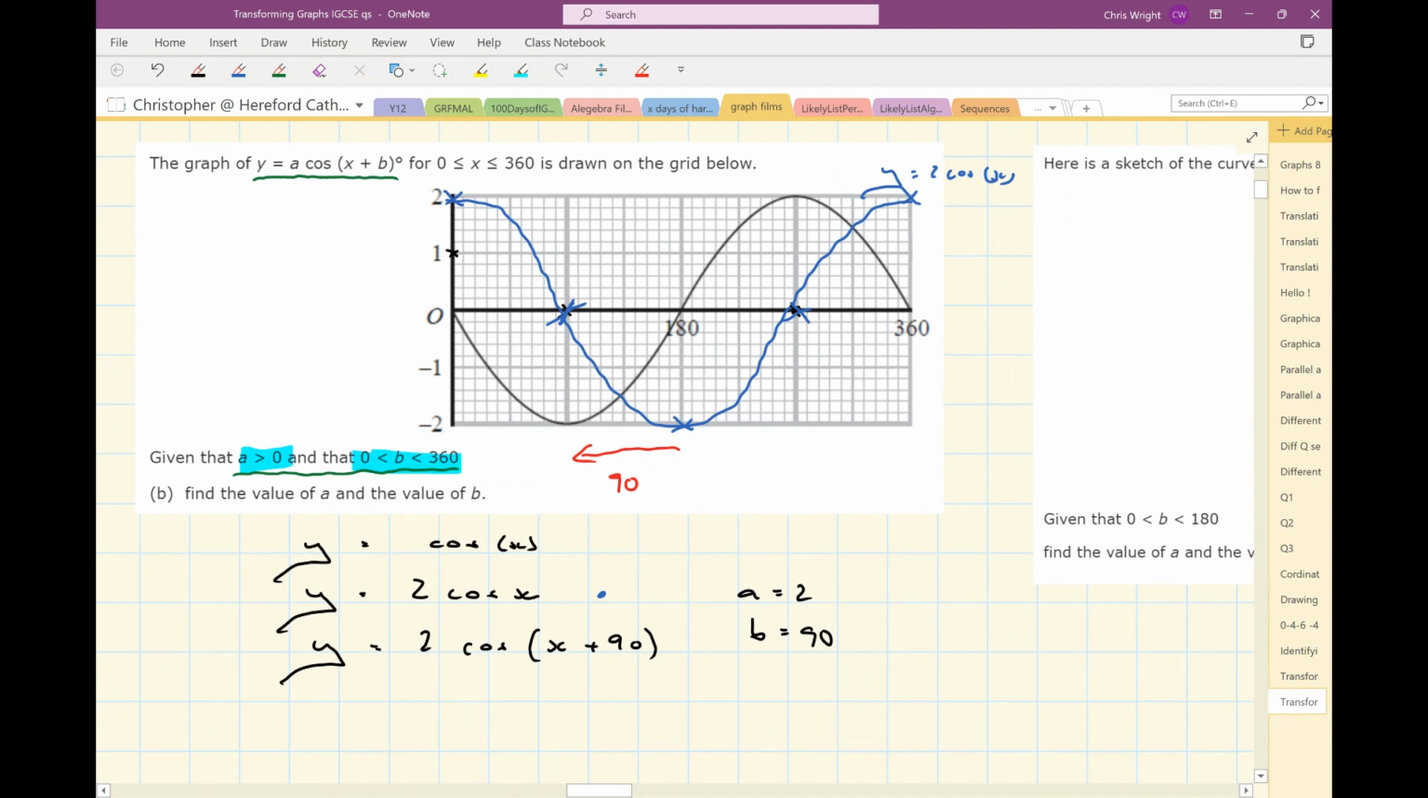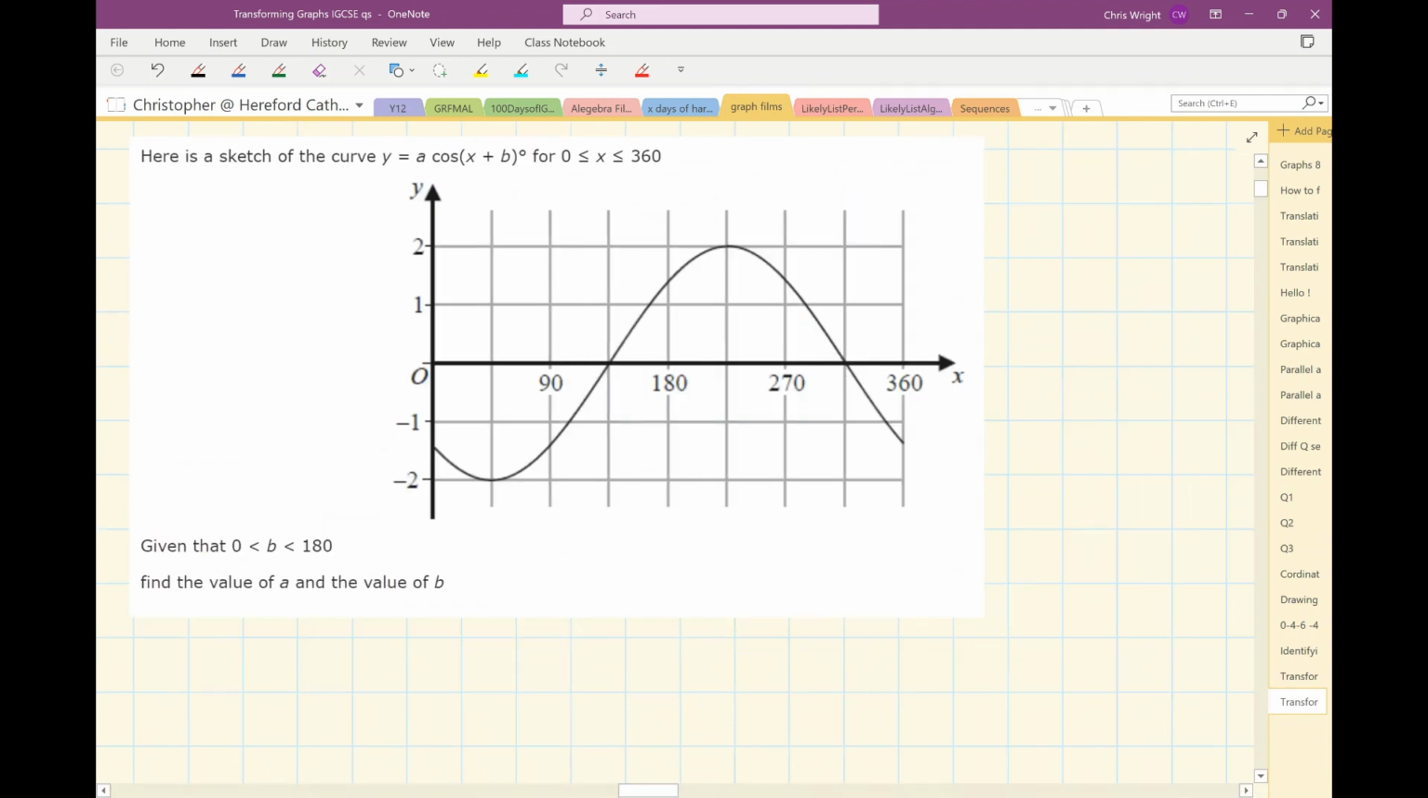Now, here's one for you to have a go at. Right, so here's a very similar question for you to have a go at. Again, we are presented with the sketch of a curve which is based on the cosine curve, and we're asked to find the value of a and the value of b. So pause the film and have a go.